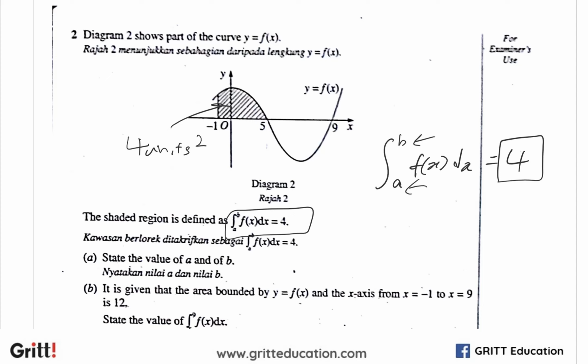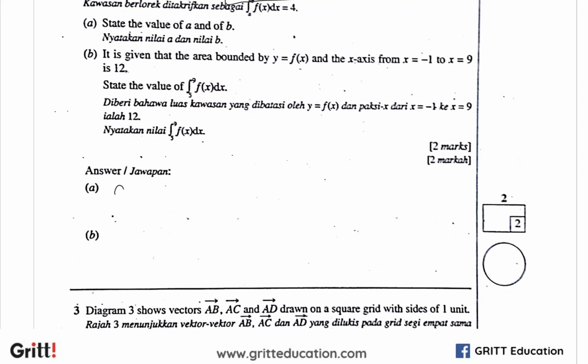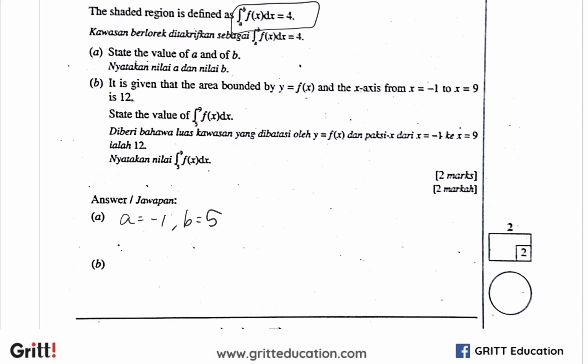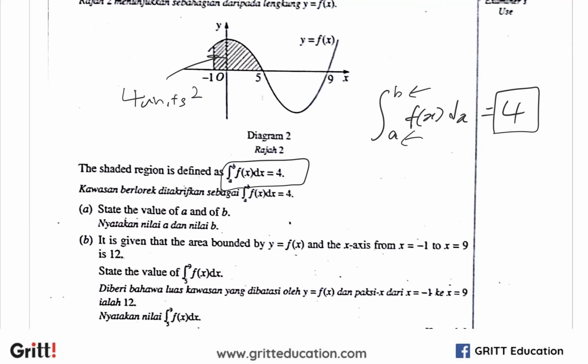Now, it's saying that from -1 to 5, the shaded region represents 4 units. So the values of a and b are, whereby a is equal to -1 and b is equal to 5. So those are the values. So from -1 to 5, that represents 4 units squared.